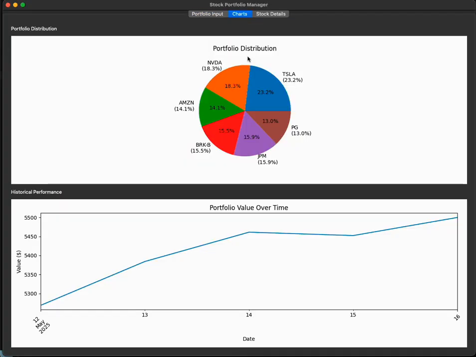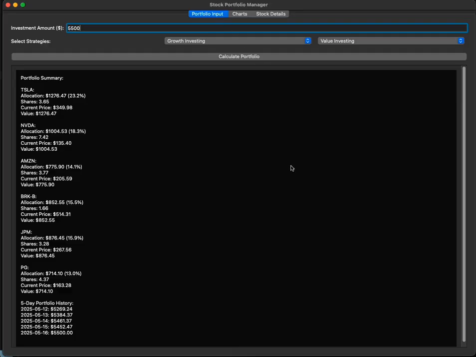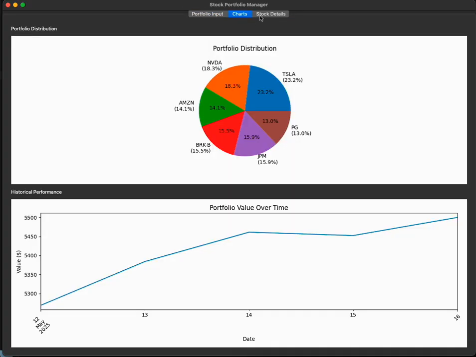Test case 2: Index plus value investing, $5,500. This smaller portfolio applied index plus value strategies. Allocations were proportionate across VTI, IXUS, ILTB, BRKB, JPM, and PG. Pie charts reflect allocation correctly, and the historical value peaked on May 18th at $5,588.27.